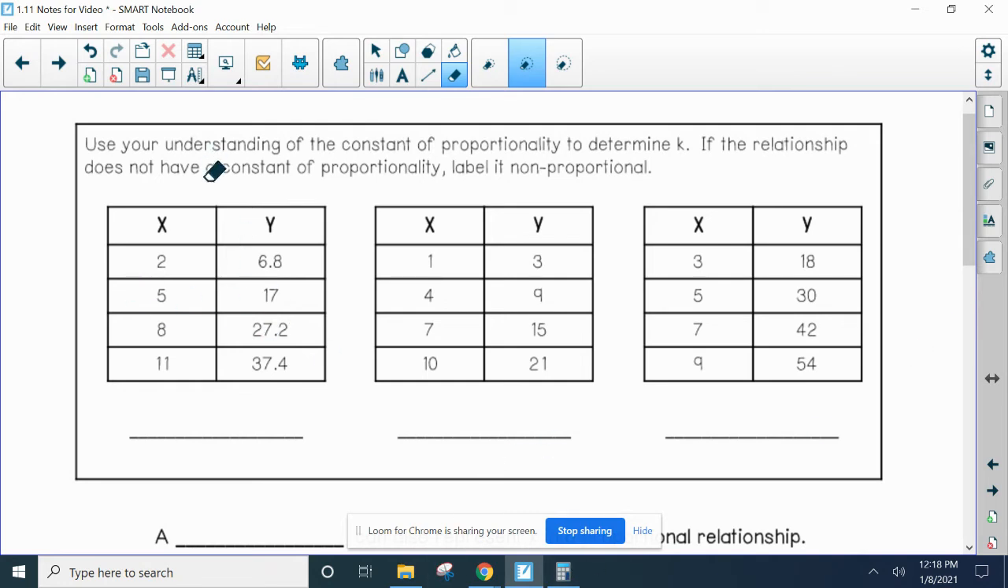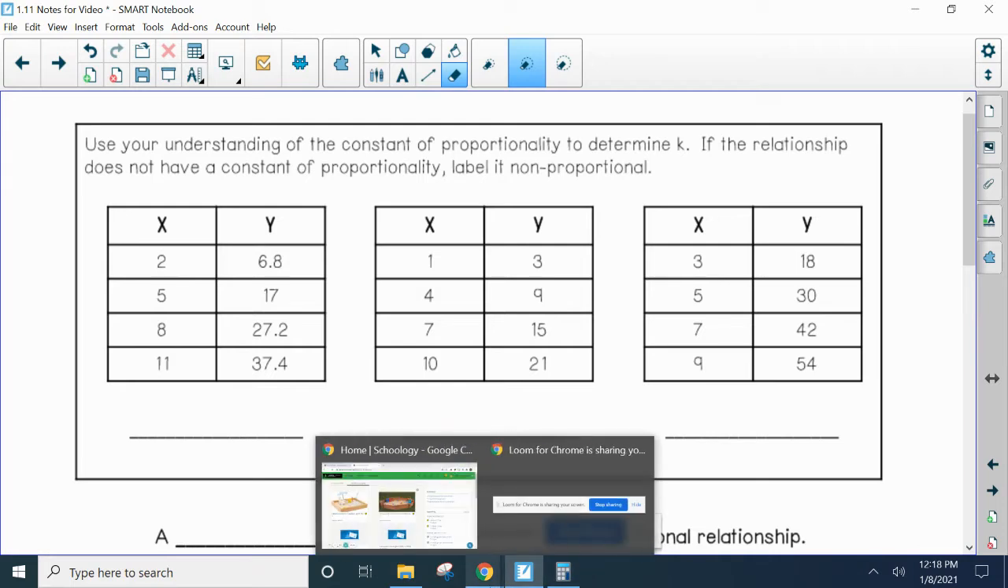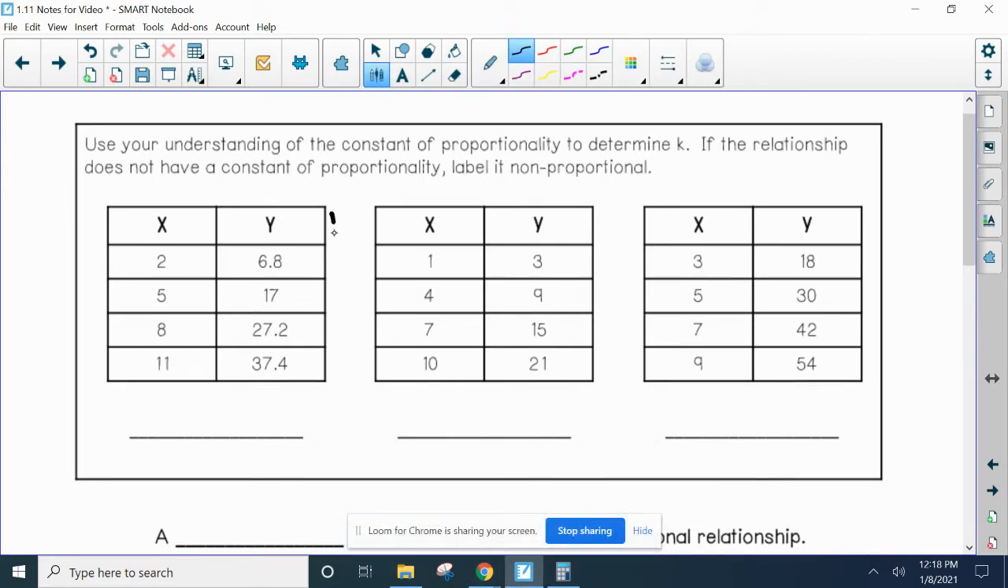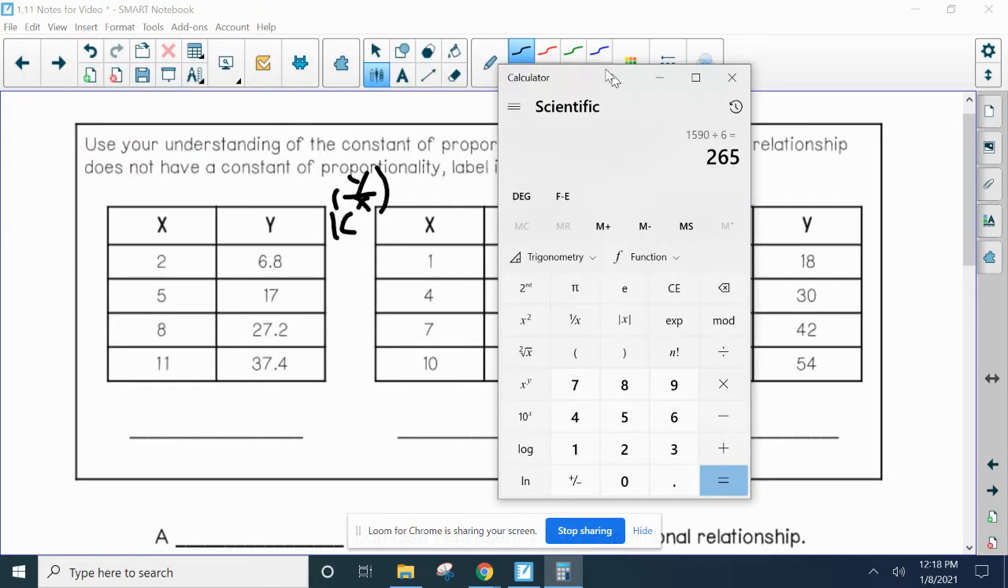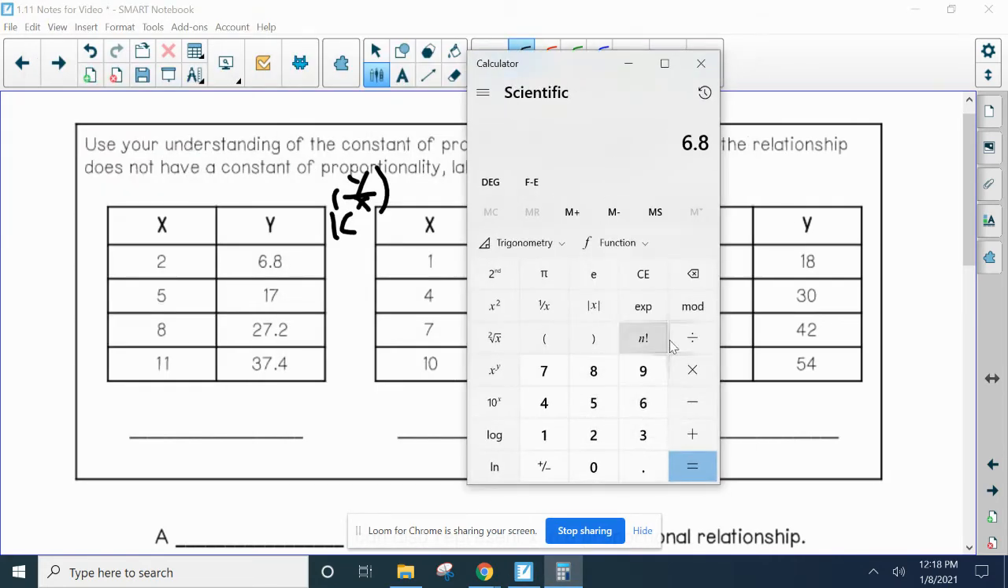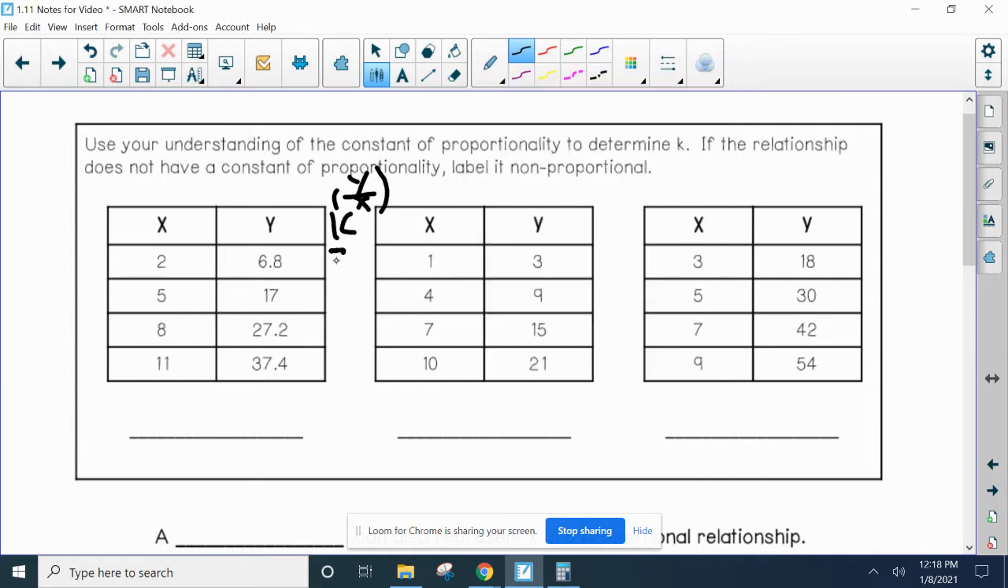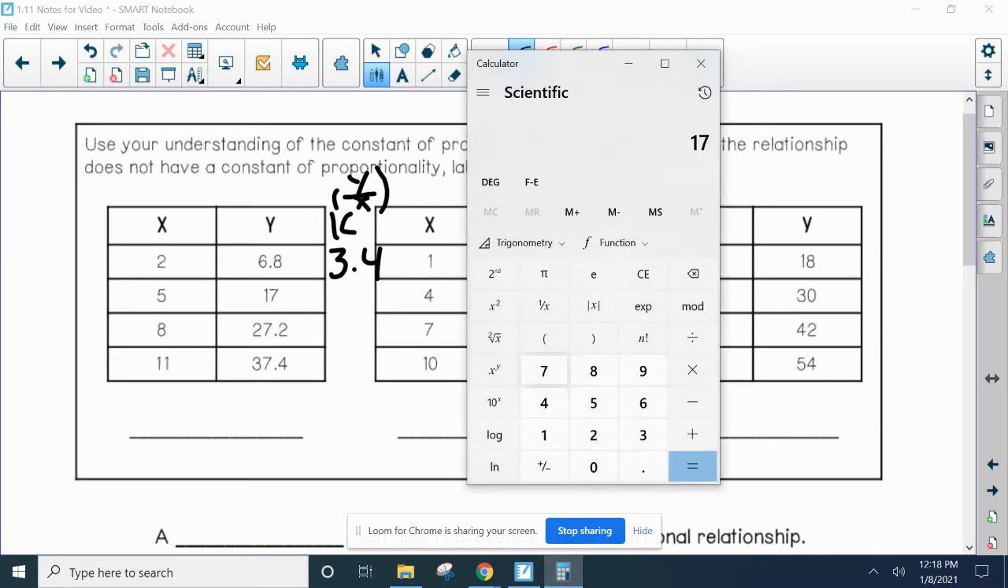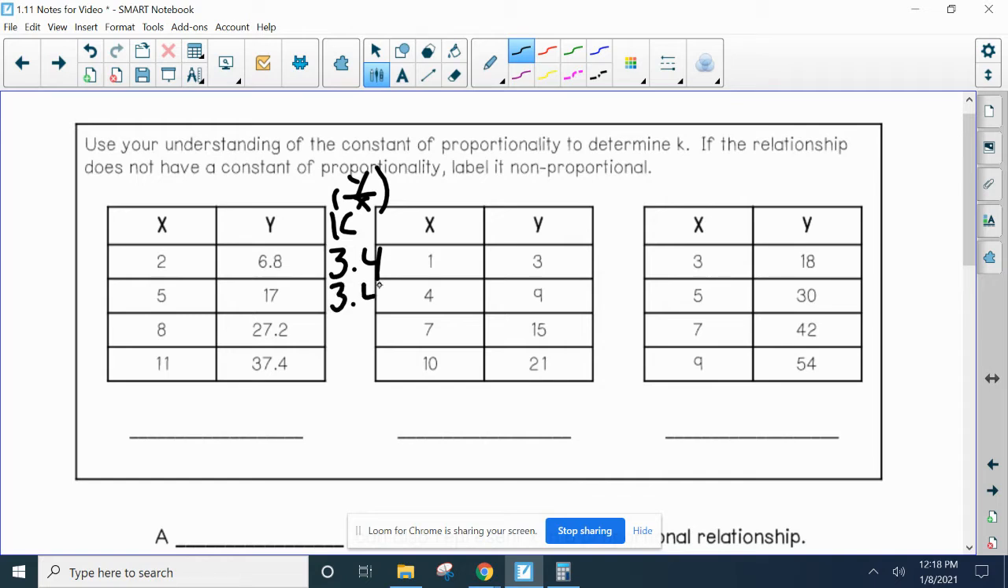So what that's telling us is we have to check all four pieces. So we know our constant, and I wish they had given us a part for this. Our k is y over x. So let's go ahead and divide those out. We have 6.8 divided by 2 is 3.4. We have 17 divided by 5, again, 3.4.